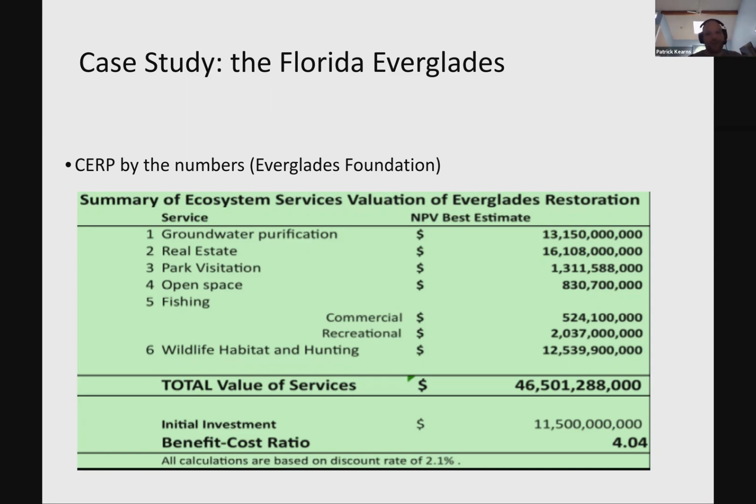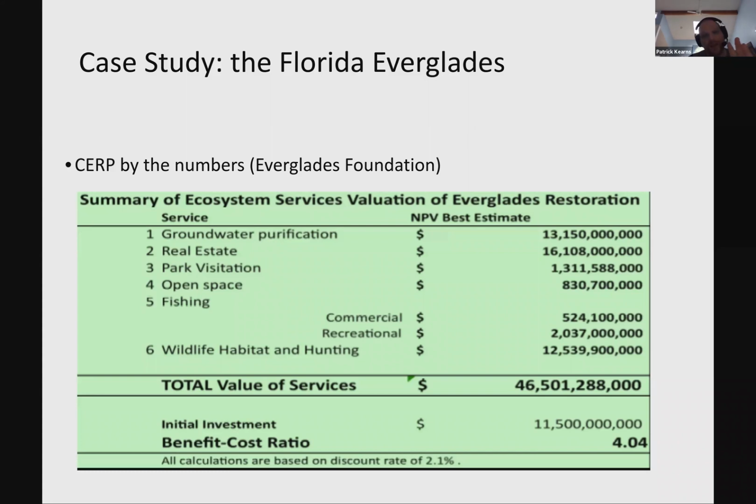Especially considering, if you just said, okay, real estate, park visitation, and hunting, things I can directly derive from nature, you still get a lot. And that's not even including the groundwater purification, which is hugely important, right? We all know what happened in Flint, Michigan. Groundwater is so important. Water is so important as a resource.